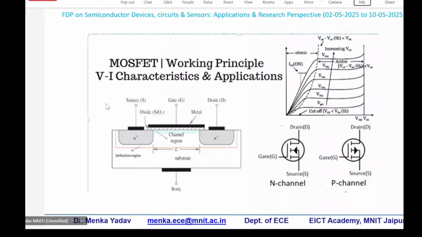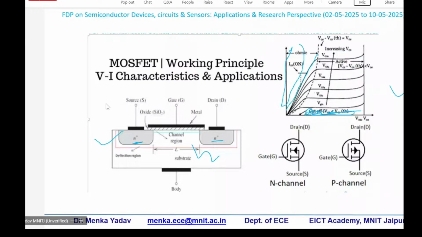First let us revise the MOSFET working principle so that we can utilize the MOSFET as a simple sensor. In this case, I have taken an N channel MOSFET. This is the N plus region, and this is the channel region. These are the IV characteristics, only the output characteristics I have taken over here. This is the cutoff region, when VGS is less than VTH, and this is the ohmic region or linear region. It is linear because it is kind of a straight line.